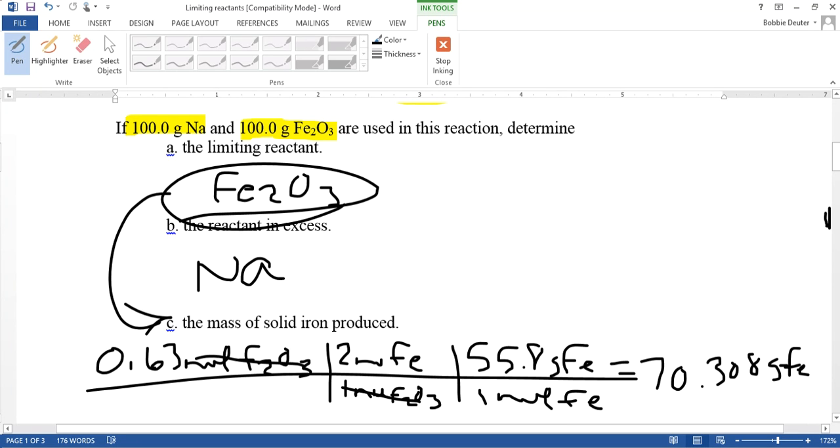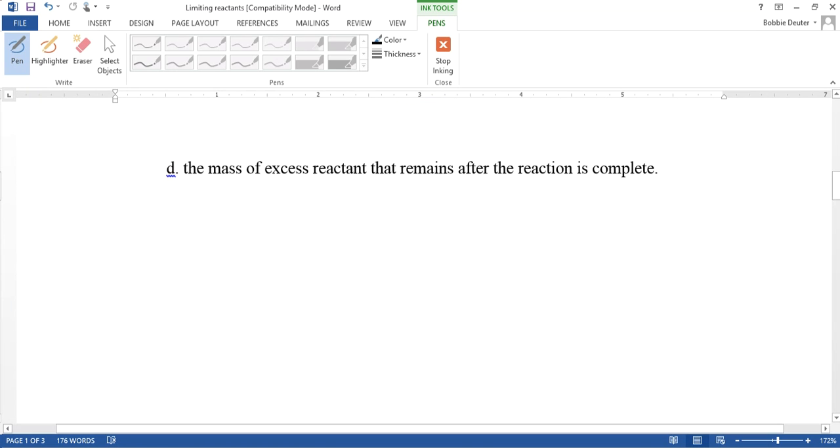So that's how much iron is produced from this. Again, you have to use the limiting because it's the one that's going to run out. You don't want to use the one that you have excess of. That's just silly. You'll get the wrong deal. So now, what is the mass of the excess reactant that remains after the reaction? So our excess reactant was sodium. So we're going to go to grams of sodium using our limiting.